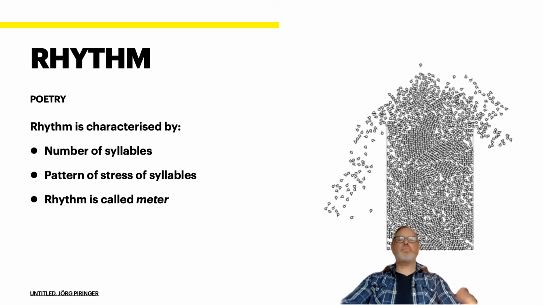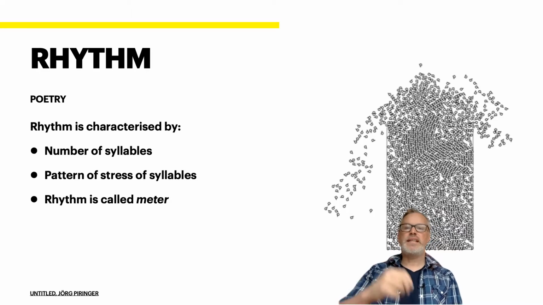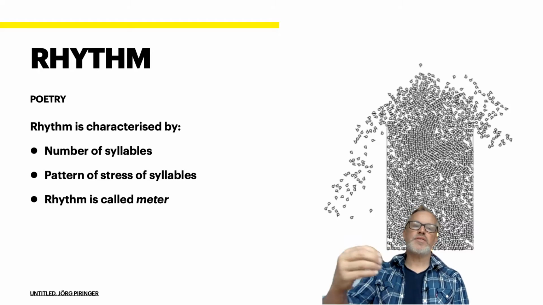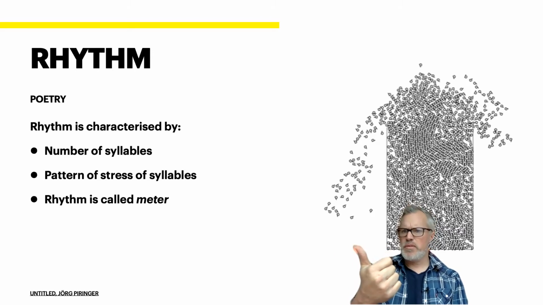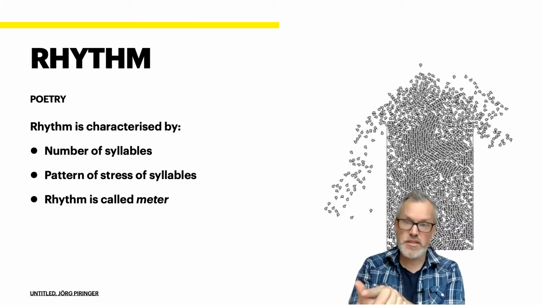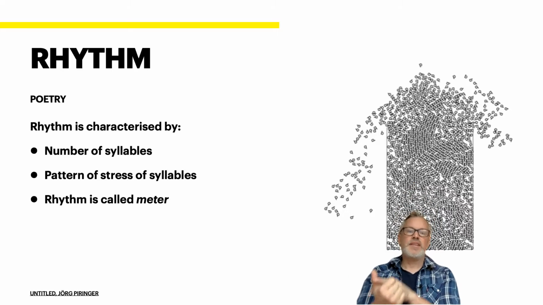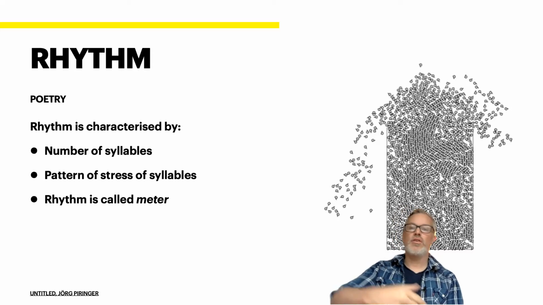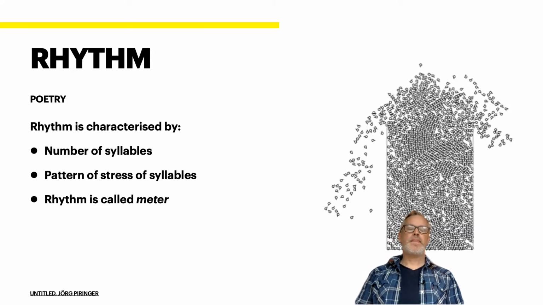But rhythm is all about the number of syllables in words and phrases. So rhythm is characterized by the number of syllables. So it can be quite useful when we're thinking about word and sentence stress and intonation, for example, and the pattern of stress of syllables. That's your intonation, where you've got a hard or a soft stress, a long or a short beat.